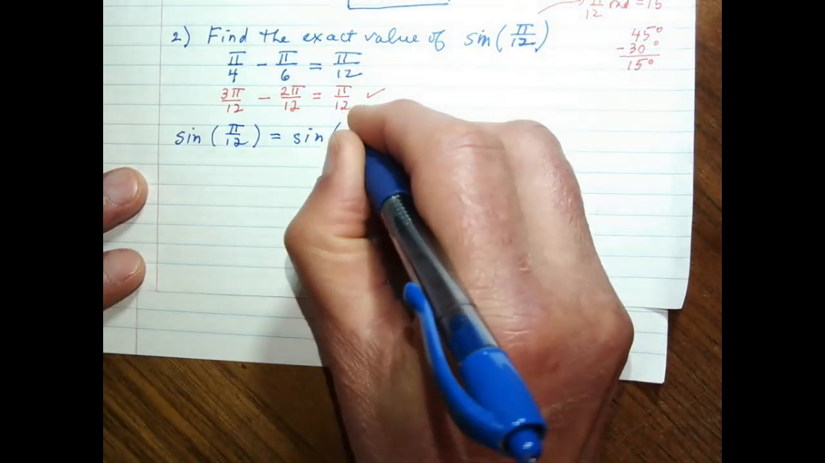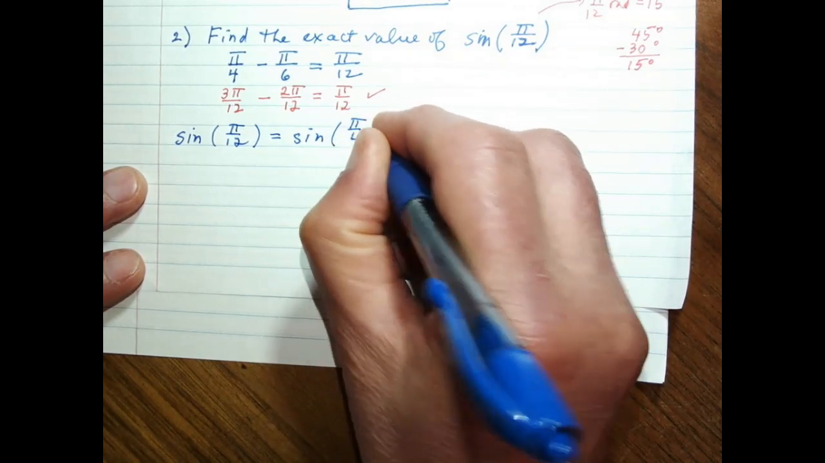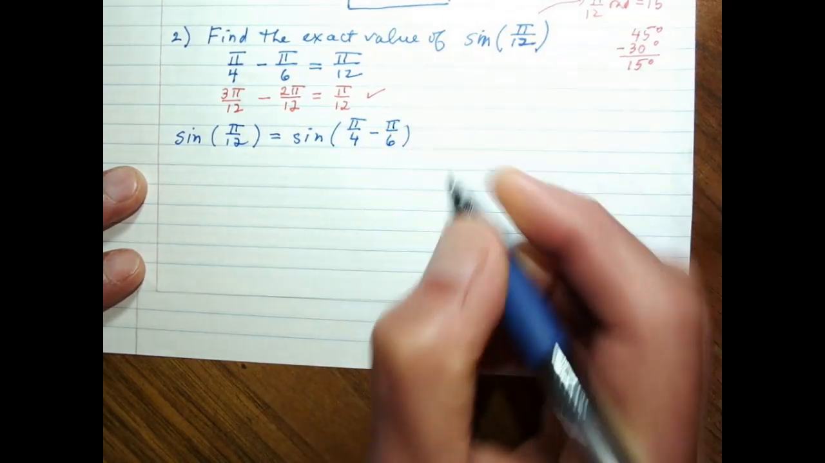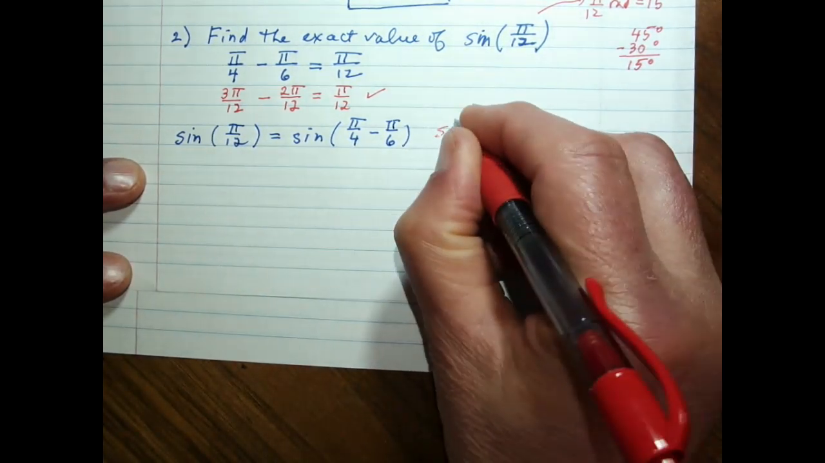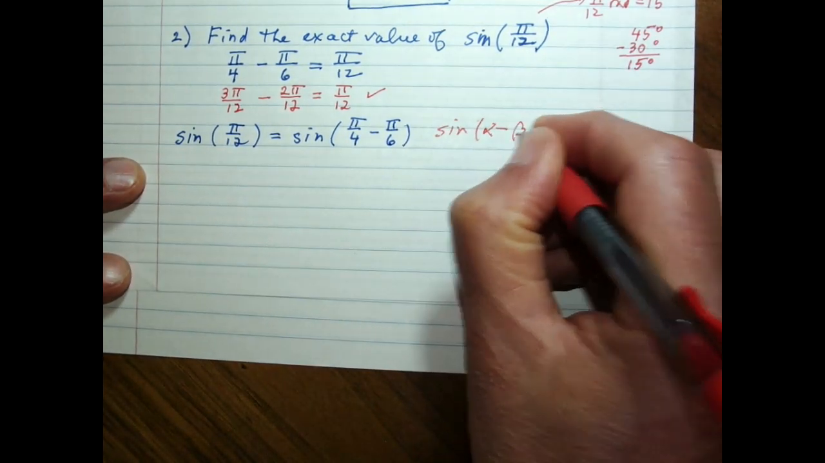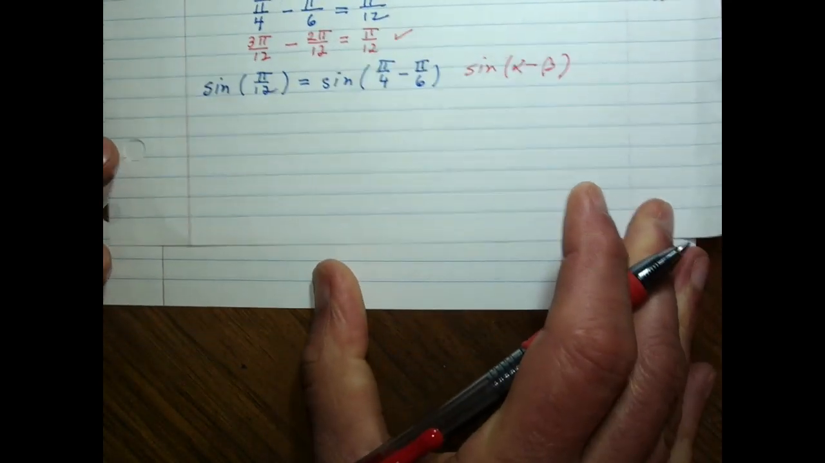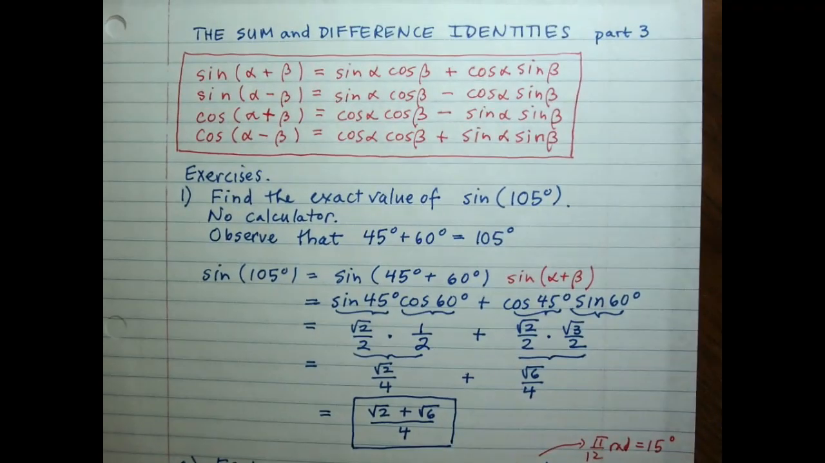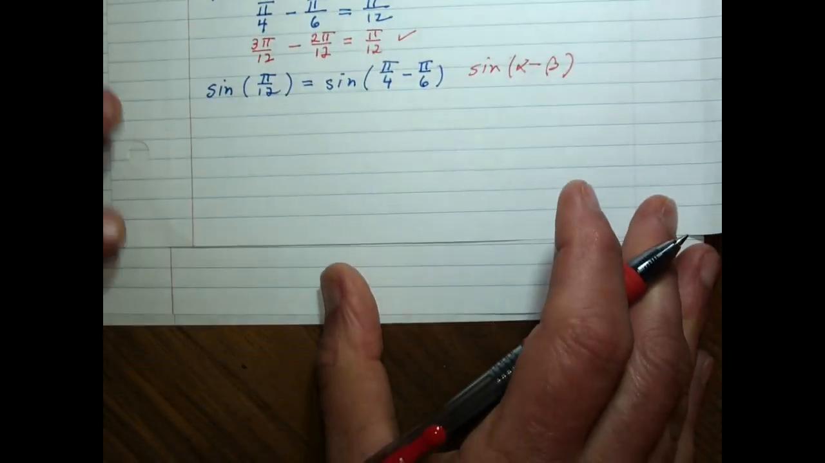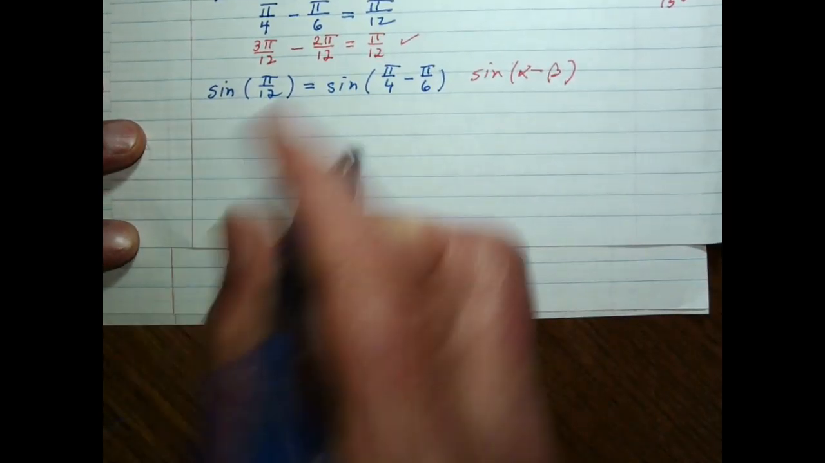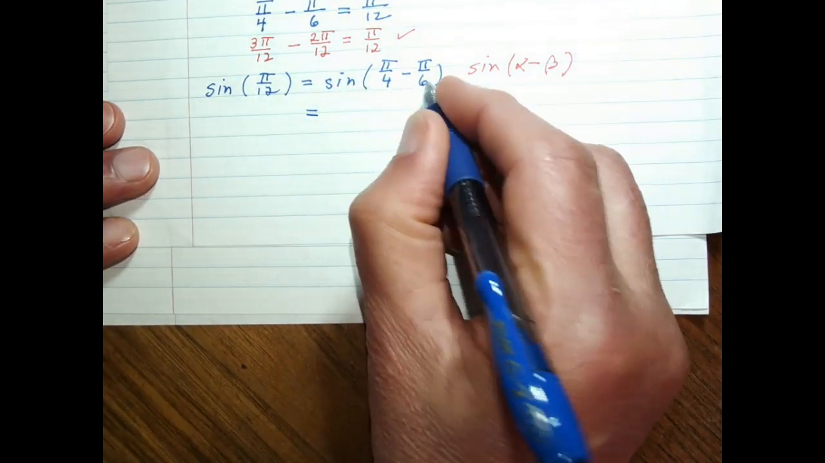I'm going to subtract pi over 4 minus pi over 6. And so the identity that I would use here is the sine of the difference, alpha minus beta identity, which is up at the top of our sheet. And you'll always have that handy, so you can just refer to it. Instead of alpha and beta, I'm using pi over 4 and pi over 6.